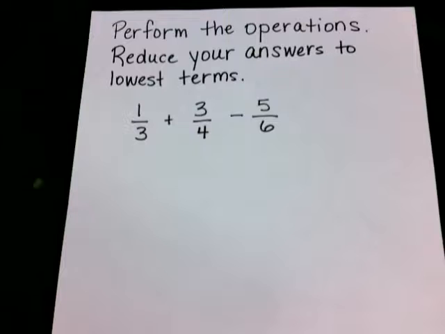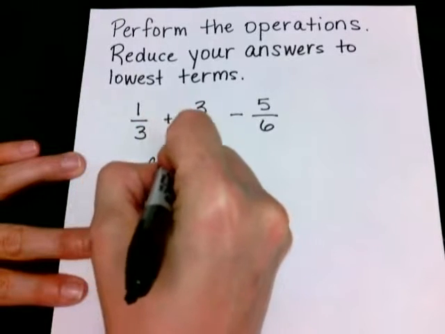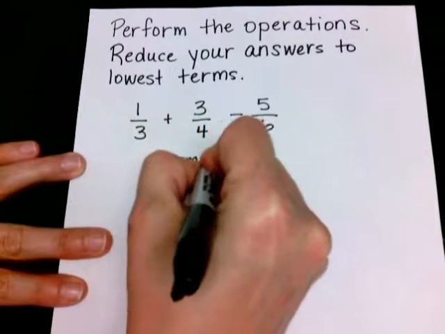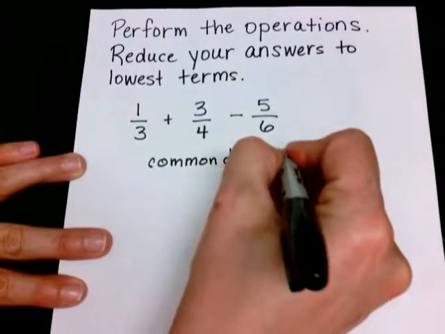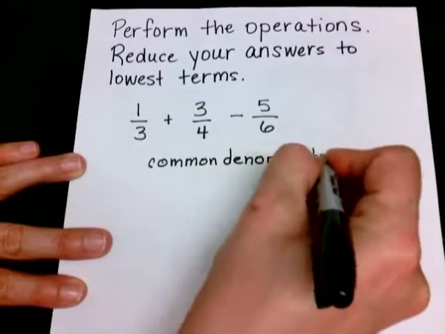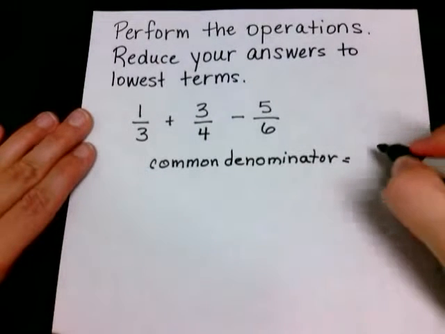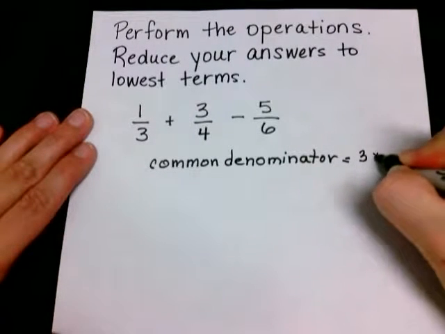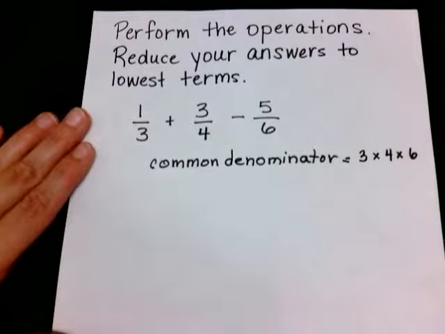And many people get hung up on trying to find that common denominator. There's a really, really simple way. The way to find a common denominator is to multiply all of the denominators together. That always finds you a common denominator. It may not find you the lowest common denominator, but it will find you a common denominator.